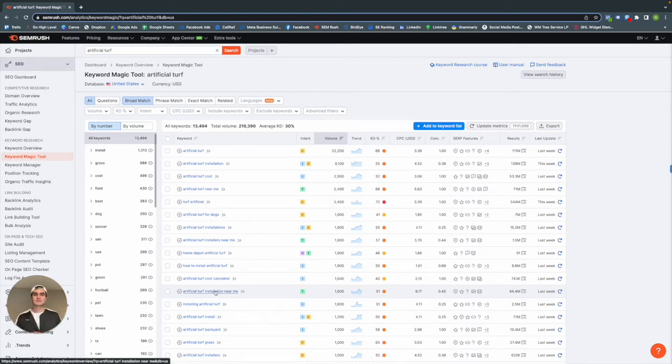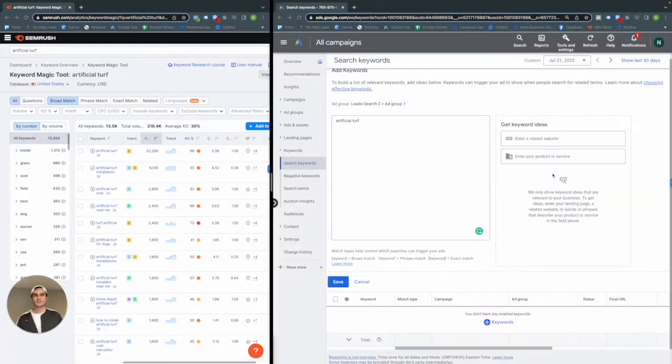So real quickly, that was just kind of all the important columns and features that SEMRush has to offer here. So we're going to go into how we pick our keywords for our Google Ads campaigns. Alrighty gang, so here we are.